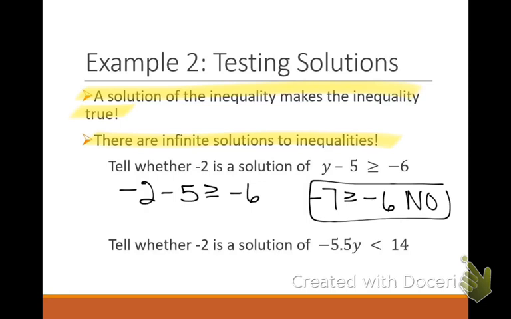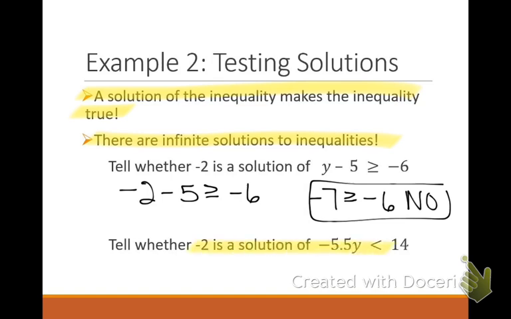Does that mean that no number makes it true? No. What's a number that would have made that true? What about positive 5? What's 5 minus 5? 0. Is 0 greater than negative 6? Okay, so that could have been a solution. What about 10? If I had plugged in 10 for y, what's 10 minus 5? 5. Is 5 greater than negative 6? Yeah. So there's plenty of numbers that made it true, but the one they gave me did not make it true. Okay?